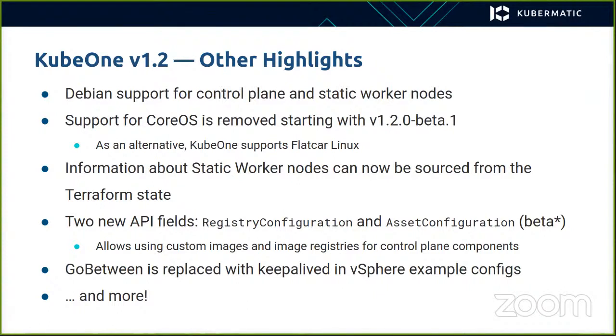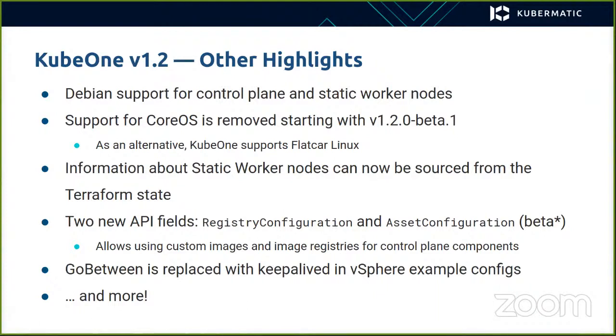Information about static worker nodes can now be sourced from the Terraform state, which is another feature that we have included in the v1.2 release. We also have 2 new API fields. The first one, registry configuration, and another one, asset configuration, which is currently in beta. It currently works only on Amazon Linux 2 for binary assets like kubeadm and kubectl, but it works on all operating systems for image assets like Kube API server, metrics server, and everything else we deploy. These two API features allow you to use custom images and image registry for control plane components.